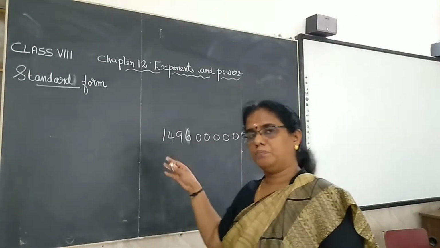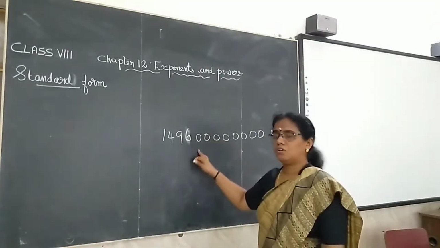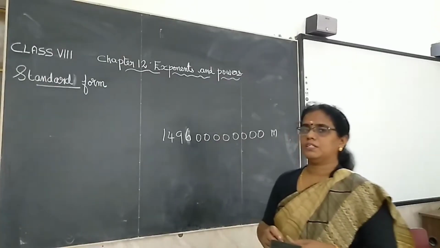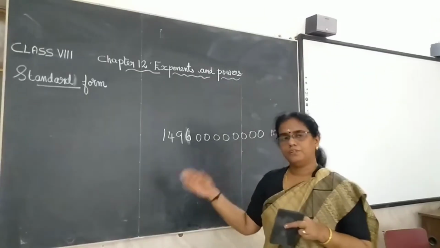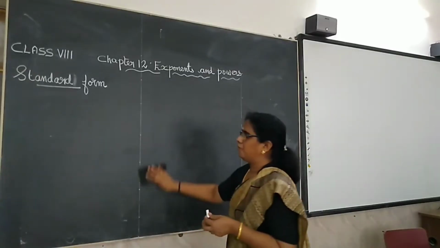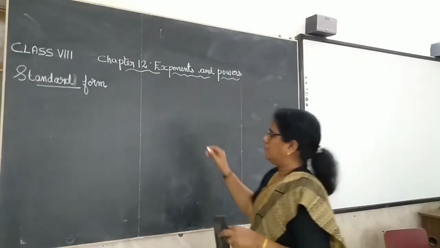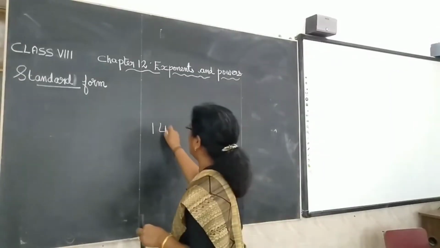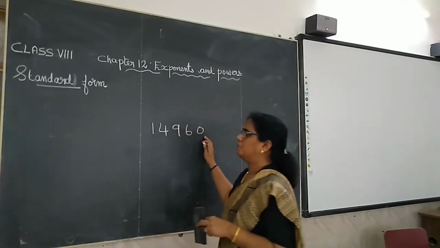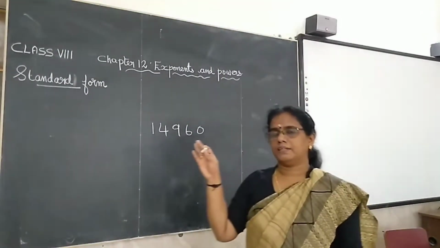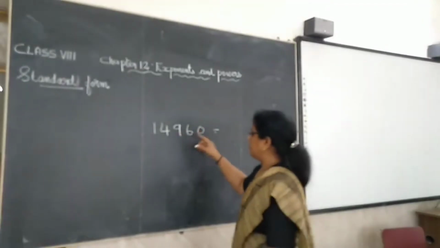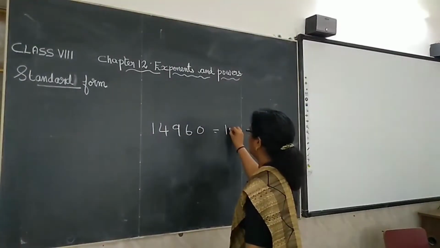When you copy down the numbers, there is also a chance of making a mistake. So we use this standard form to avoid this type of difficulty. When we write a number in standard form, first we take a number, suppose 14960. Here I am going to write this number in standard form.